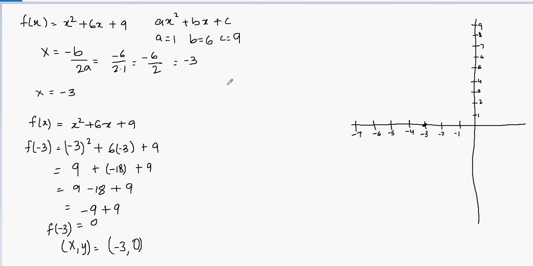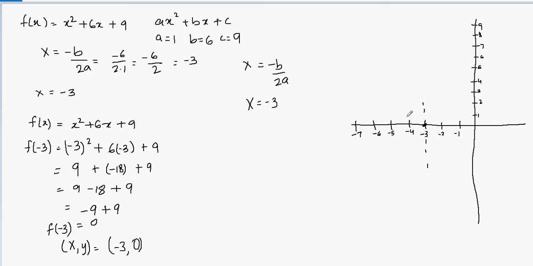Now, remember the axis of symmetry. The equation for finding the axis of symmetry is x is equal to negative b over 2a, which is the same equation used to find the x-coordinate of the vertex. And we already got that here. The x-coordinate of the vertex is the axis of symmetry. So x is equal to negative 3. That means there's a vertical line here. I'm not drawing that line, but I'm just showing you this dotted line here. X equals negative 3. This is the axis of symmetry.